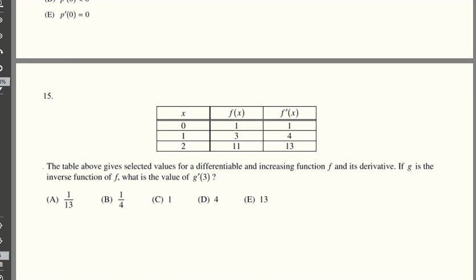Okay, we've found one. Here, the table is giving selected values for a differentiable and increasing function f and its derivative. The increasing thing is actually just the fine print that makes sure that the function is invertible, and you do not need to worry about that at this level of the course. If g is the inverse function of f, what is the value of g prime of 3?